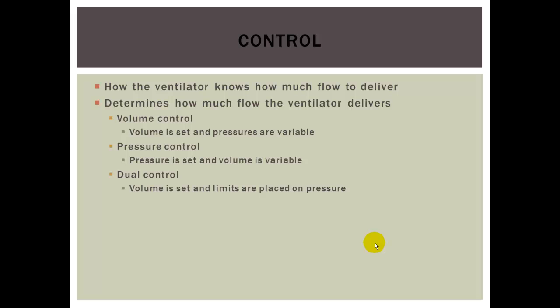And then we have pressure control. Pressure is set and the volume is variable. So this would be off of airway pressure, or a pressure controlled ventilator. And then we have dual control. Volume is set and limits are placed on pressure. This is what most of the current critical care ventilators use, dual control, where we can both adjust the tidal volume and also adjust the amount of pressure. It can be off a pressure trigger. If the airway pressure exceeds 30 centimeters of water pressure, then the inspiratory phase stops.